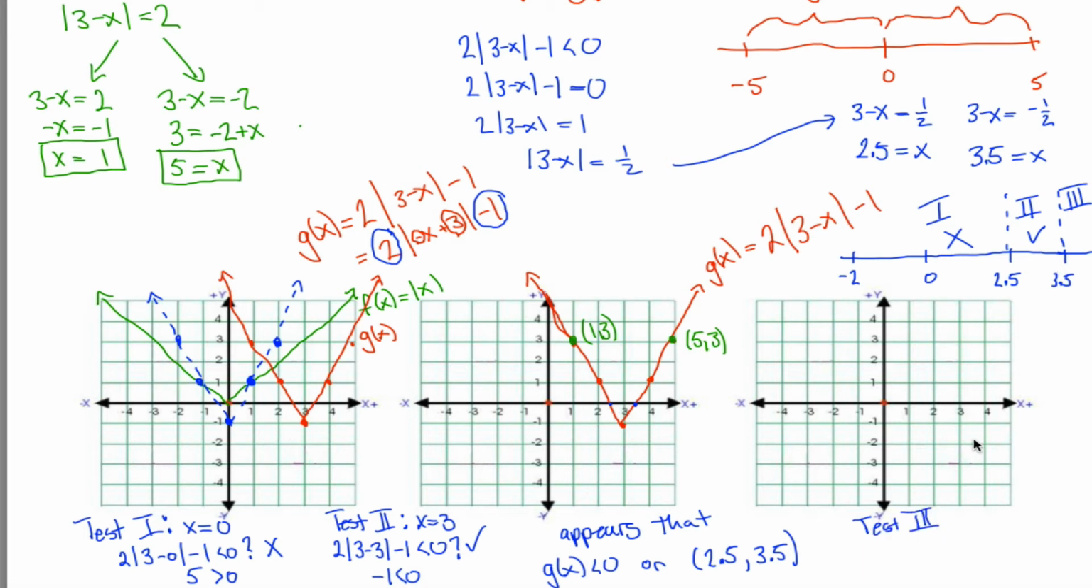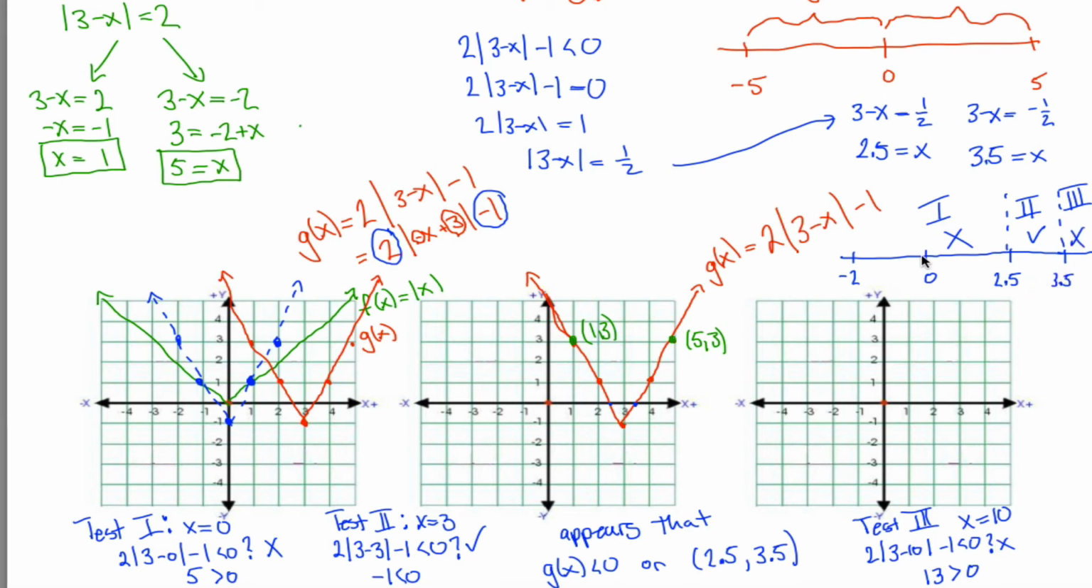Pick any number you want that's greater than 3.5. 4 maybe, 10 maybe, whatever you want. It doesn't matter as long as it's greater than 3.5. I want to figure out, is 2 times the absolute value of 3 minus 10 minus 1 less than 0? Question mark. It's not, because 3 minus 10 is -7, and the absolute value of -7 is +7, and 2 times 7 is 14, and 14 minus 1 is 13, and 13 is greater than 0, not less than 0. So these are not solutions, meaning these are not solutions.